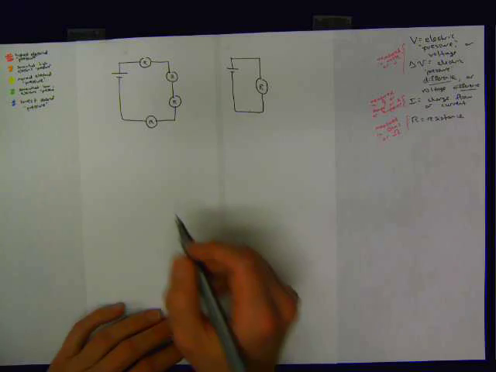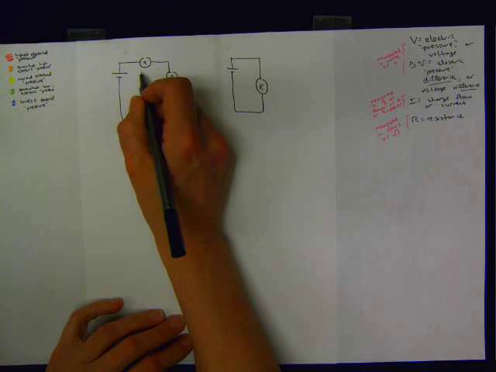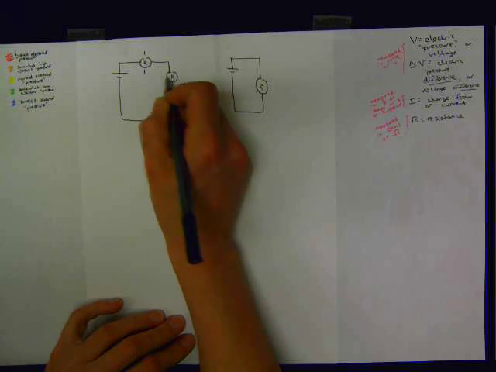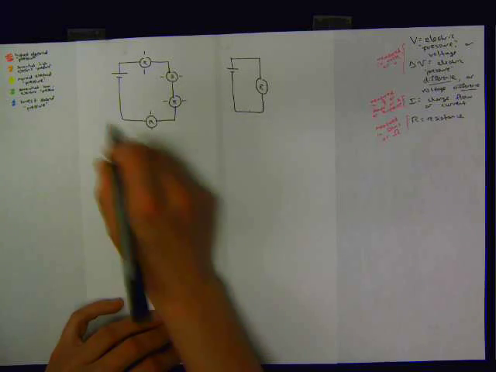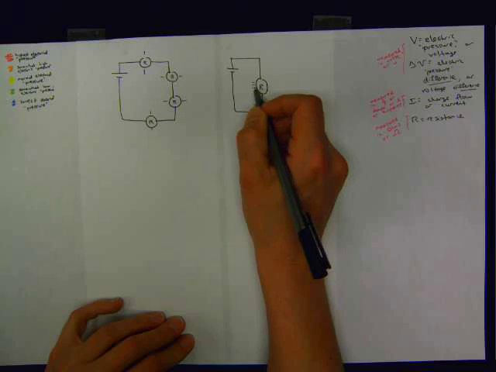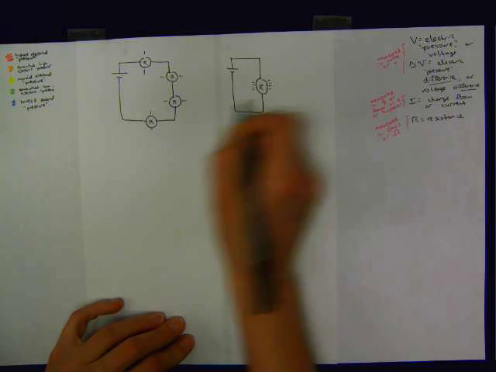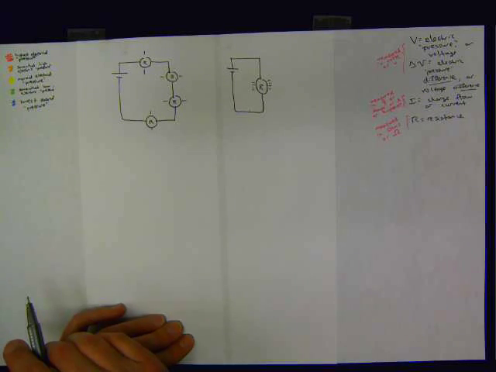One thing I predict is that when I add more bulbs in series, all of the bulbs are going to get dimmer. So I'm going to go ahead and starburst these bulbs, and I'd expect those are dimmer than this bulb right here. With just one, I'd think it's brighter, and as you add more in series, that's going to make them dimmer.